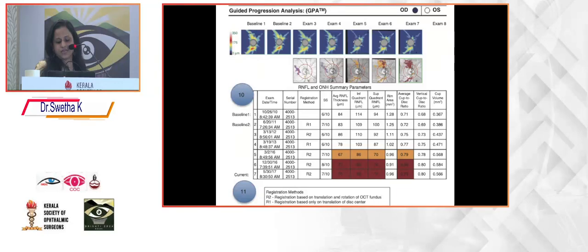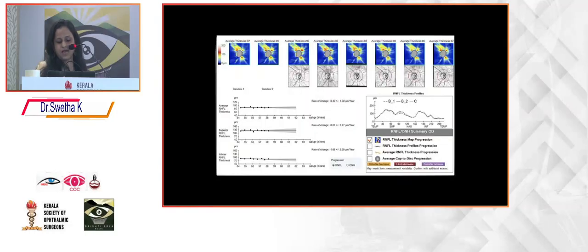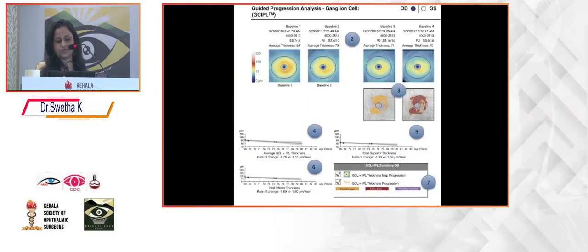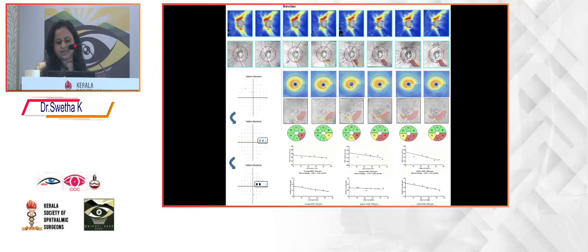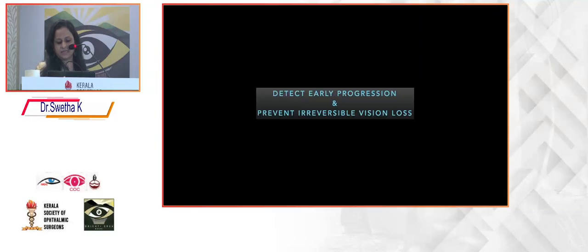For the guided progression analysis, whatever they have used for the linear and event analysis, the summary is given in box 2. Finally, the macula also has a guided progression analysis in Cirrus OCT, which has similar maps of average. Here it is GCL IPL thickness. In Spectralis, you can see GCL separately, whereas here it is GCL and IPL together. Similarly, you have the trend analysis.